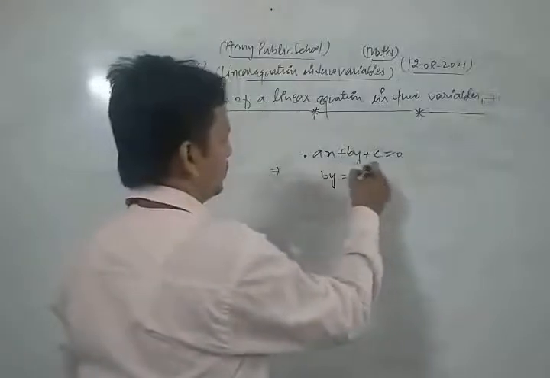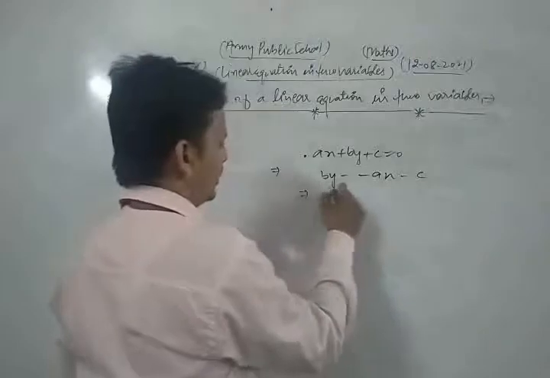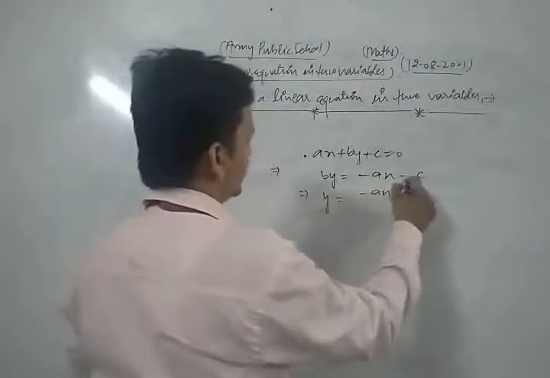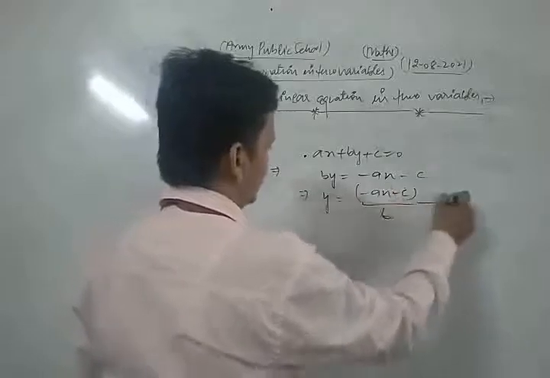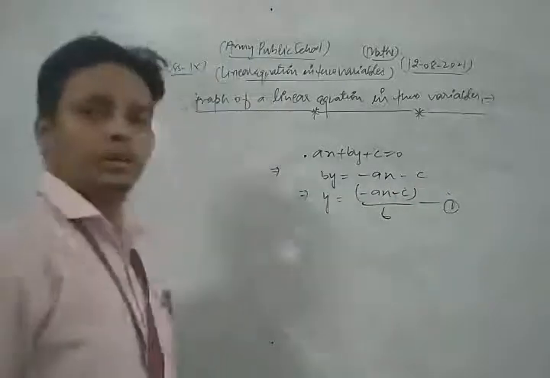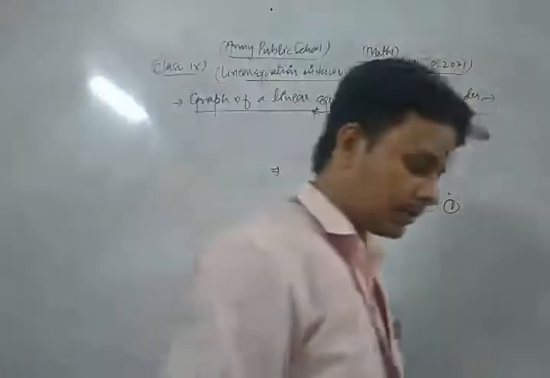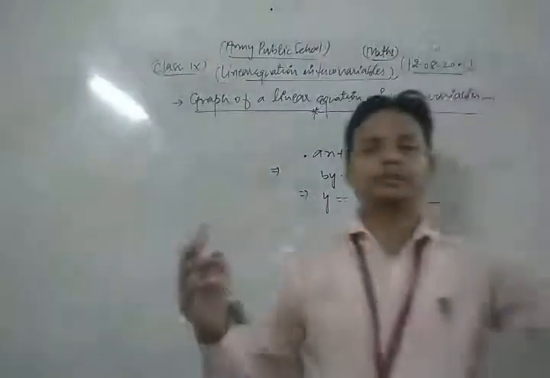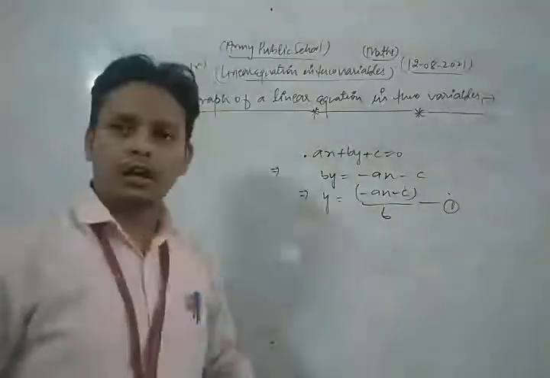So by is equal to minus ax minus c, so we can write y is equal to minus ax minus c upon b. We take this as equation number 1. So in the first step we write the given linear equation in two variables, and then we express y in terms of x, like that.